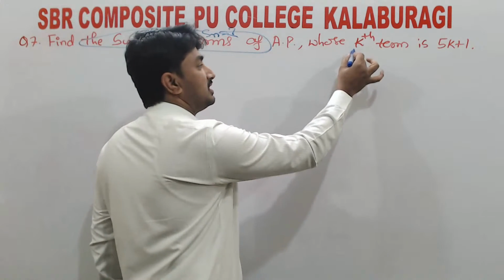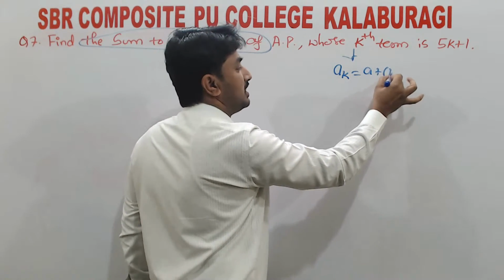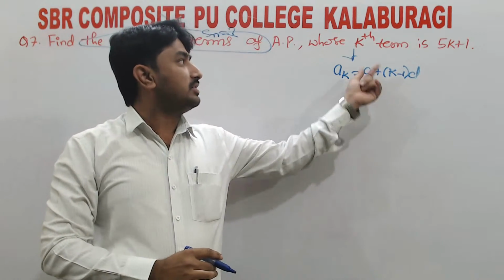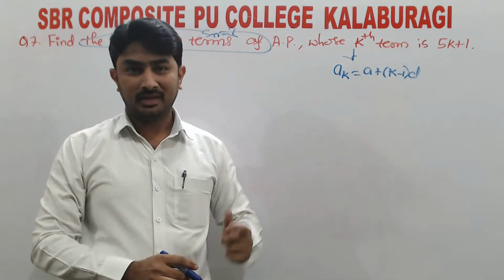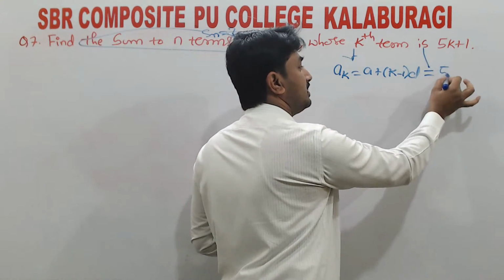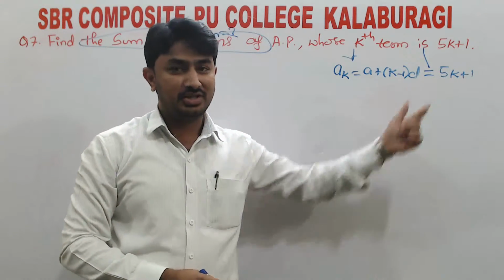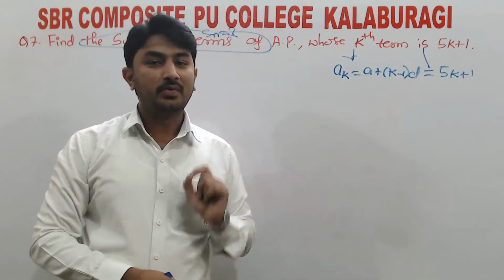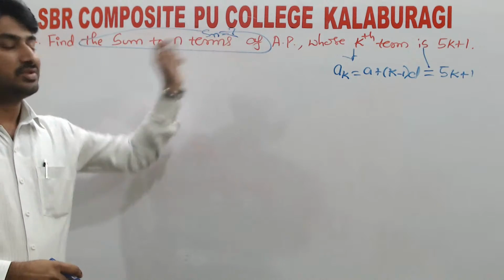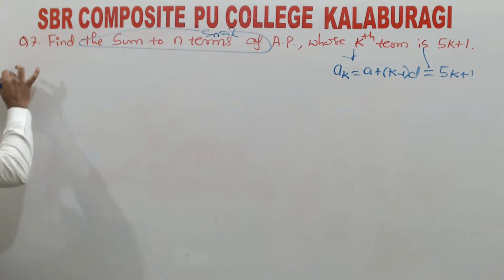It means the kth term is ak equal to a plus k minus 1 into d. This term is called the kth term, and it equals 5k plus 1. It is the given condition. Then we have to find the sum to n terms. Sn equals how much? Here I will solve.